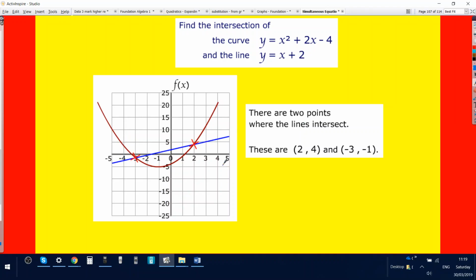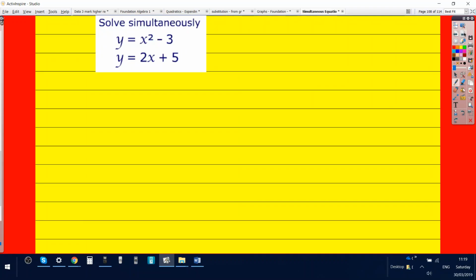And so to find out where they cross over, solve them simultaneously. Quite common for equations to be written y equals. So if you have to do that, just equate them to each other. Any questions for that one?